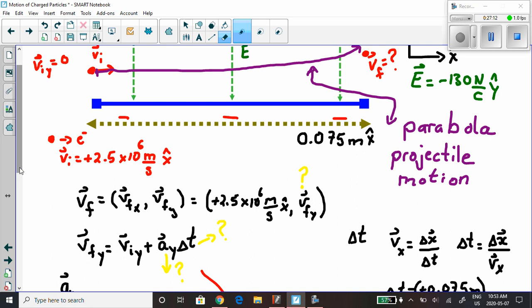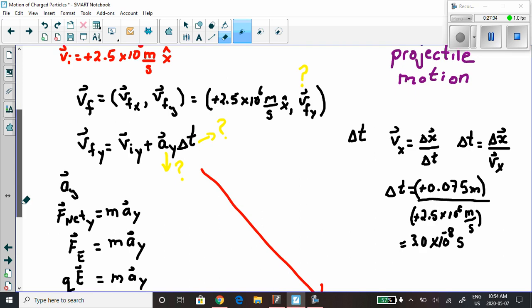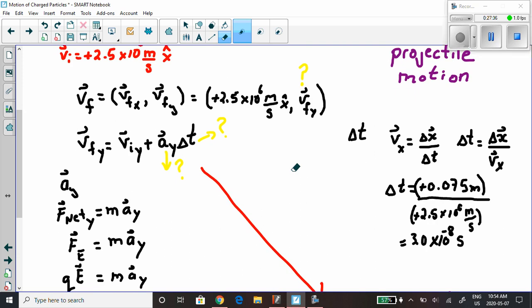So we need an equation to find the final velocity y component. Well, final velocity y component is equal to initial velocity y component plus the acceleration in the y direction multiplied by how much time the object was experiencing that acceleration. Well, we don't know these two. We need to figure them out. How will we do that? It is a projectile motion question.